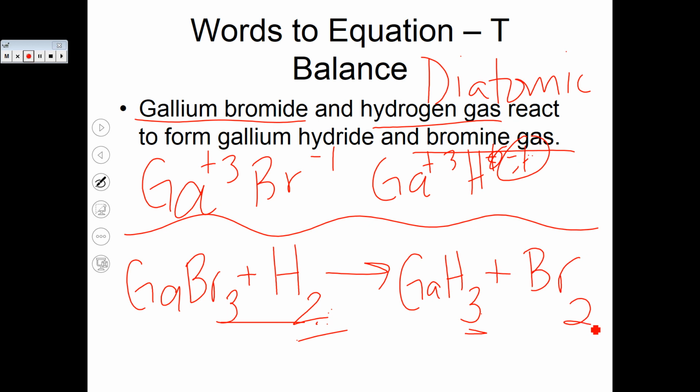So now we get the fun job of balancing. Let's start with the bromines. We have 3 bromines here, 2 here. So let's go ahead and put a 2 and a 3 here to balance the bromines. Then the galliums are messed up. There's 2 here, 1 here. So let's go ahead and put a 2 in front of that gallium hydride. That makes these hydrogen 6. So if I come back over here and put a 3 there, I am now done.